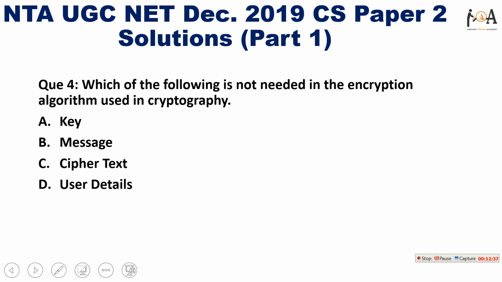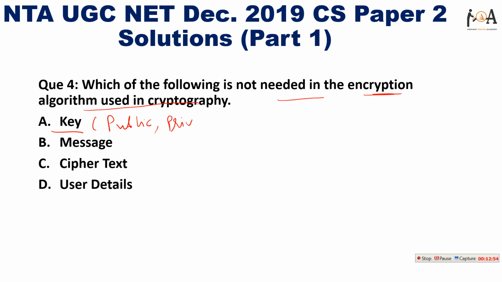The next one is, which of the following is not needed in the encryption algorithm used in cryptography? So in the encryption method of cryptography, we need to use a key. Either we can use a public key, depending on the cryptography method, or we can use a private key. So there is a great need of a key. We also need the message, because if we don't have a message, then what will we encrypt? So these two are necessary parts. But ciphertext, we don't need ciphertext, because ciphertext is the result after the cryptography procedure. User detail, we also don't need. So these two are incorrect.